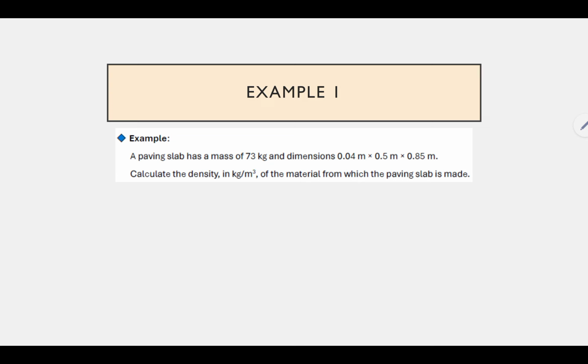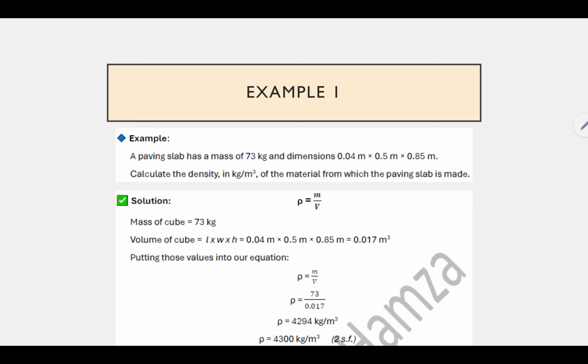Checking, so 73 kilogram, correct. My dimensions are all in meter, correct. Now I can solve. I'll write the equation, substitute using density equals mass over volume to get the final answer. So density will be 73 divided by multiplying volume 0.04 times 0.5 times 0.85 will give me 0.017. So density is 73 over 0.017 equal 4294 kilogram per meter cube. Putting this in two significant figures will give me 4,300 kilograms per meter cube.